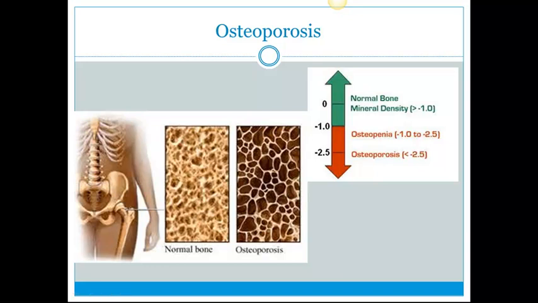If you are in the -1 to -2.5 range, you're in the osteopenia range, and oftentimes we will just tell patients to increase their calcium and vitamin D supplementation and implement an exercise program. And then once you get to that -2.5 range or lower, you are at high risk of fractures, and oftentimes that's when we start putting you on other medications such as Reclast, Evista, Boniva, and those sorts of things.